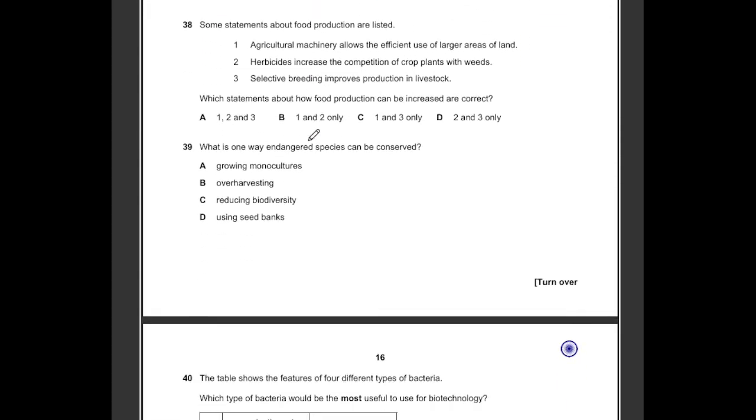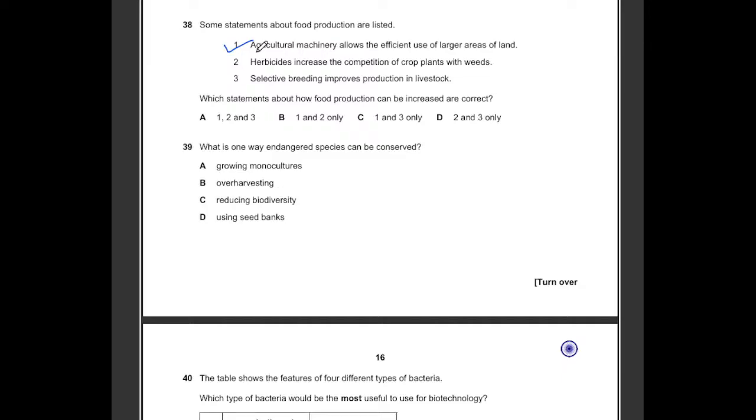Next one is some statement about food production are listed here. Agriculture machines allow the efficient use of large area of land. Herbicide increase the competition of crop plant with weeds, and selective breeding improves production in livestock. Fine. No. Agriculture machines allow the efficient use of larger area of land. Correct. Machineries are better for doing the work very efficiently.